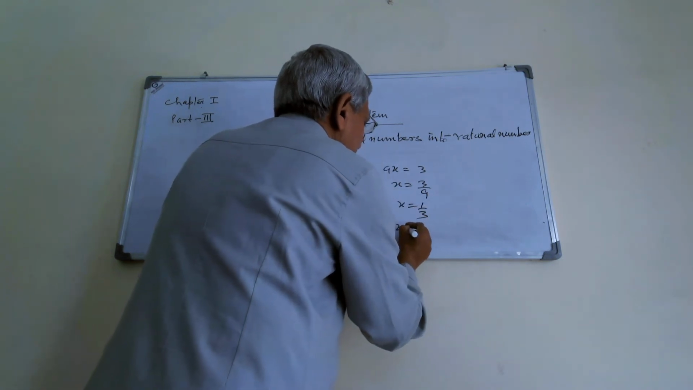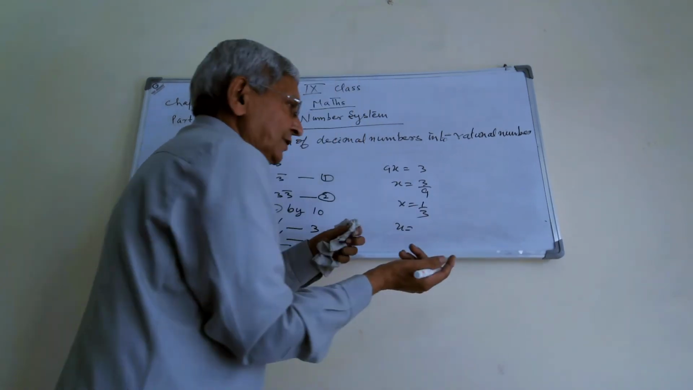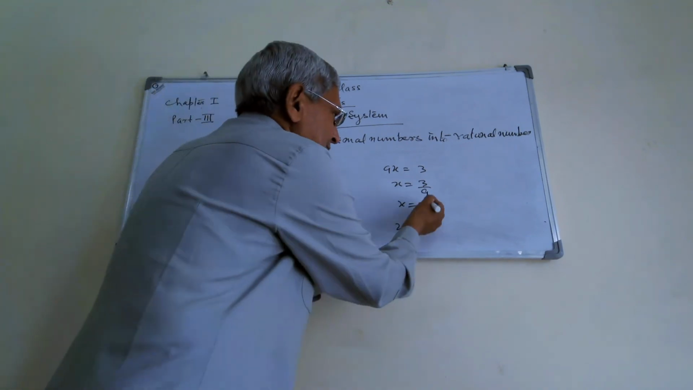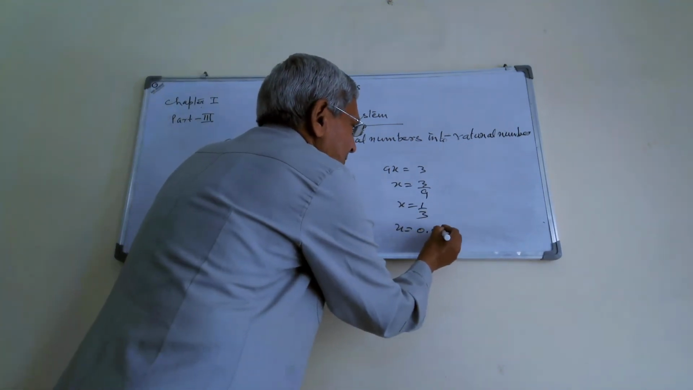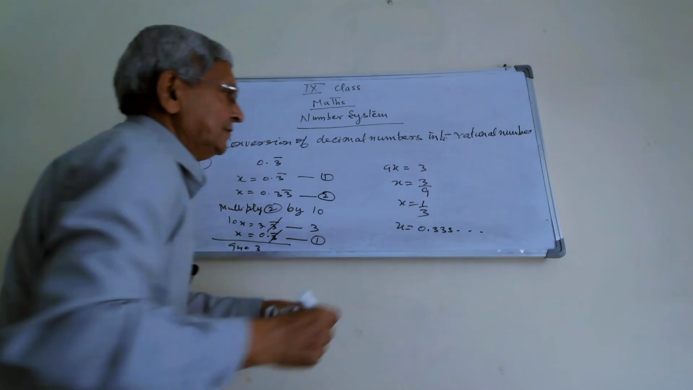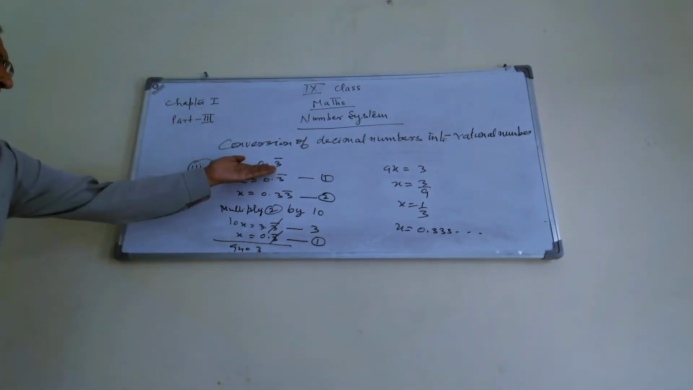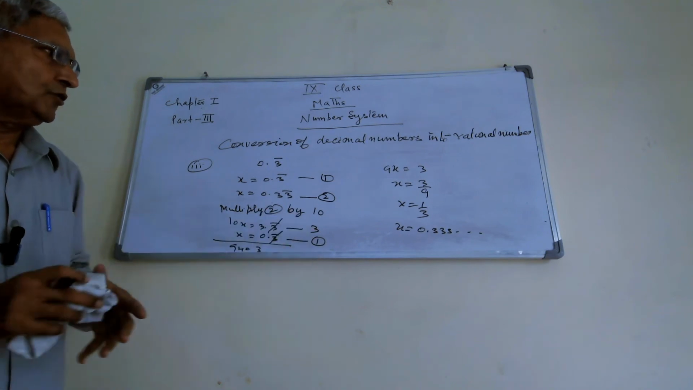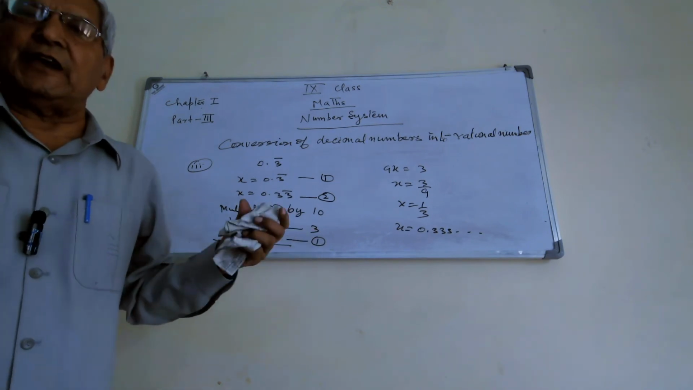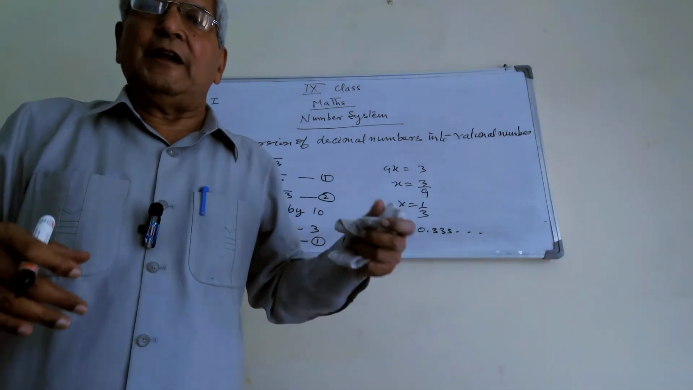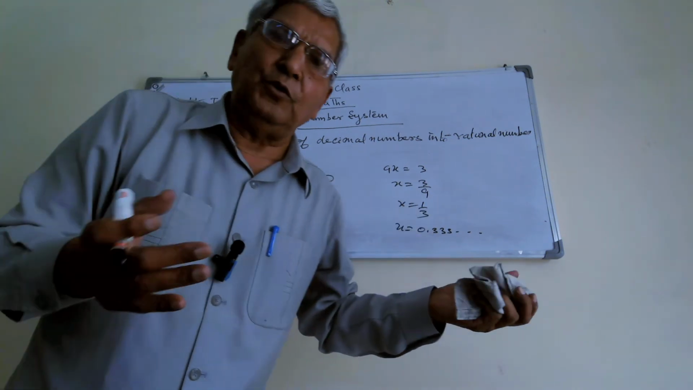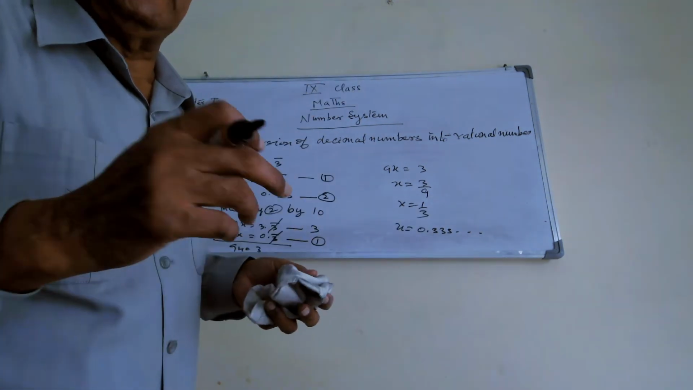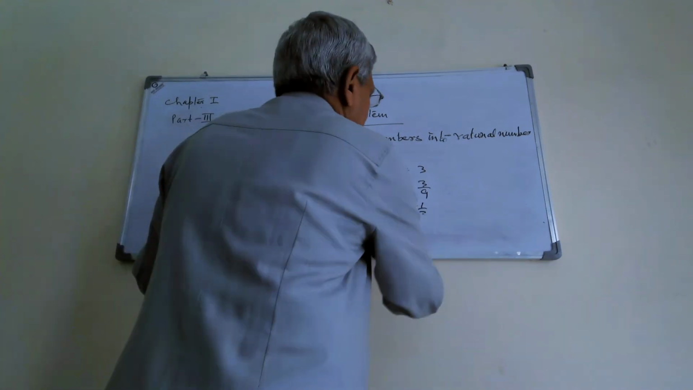If you want to check the answer, again divide 1 by 3, you will get 0.33 and so on. This is the decimal representation and this is the rational number. So a decimal representation can be converted into a rational number and a rational number can be converted into a decimal number. I want to take one more example of this.